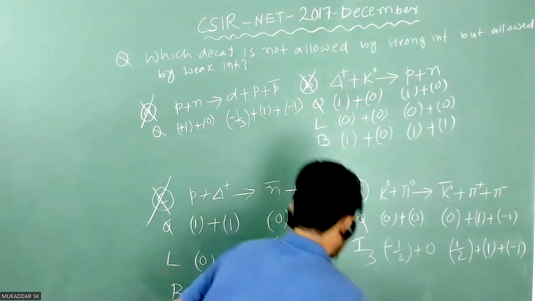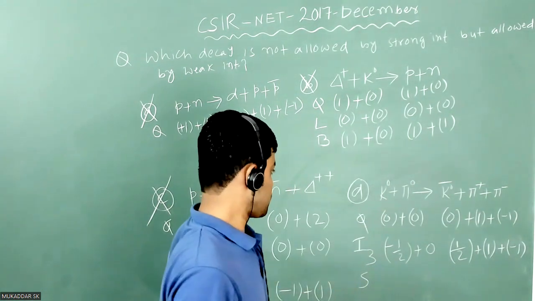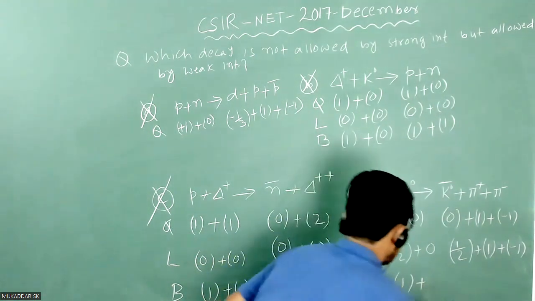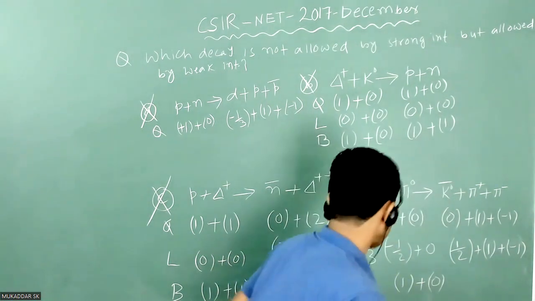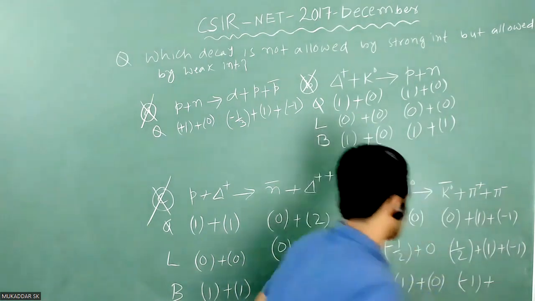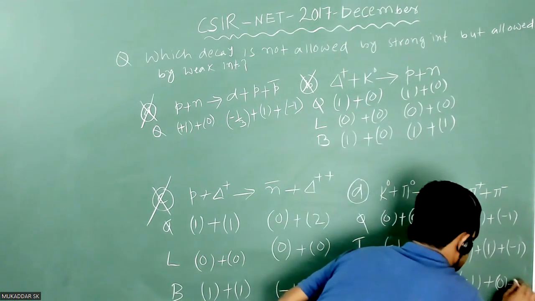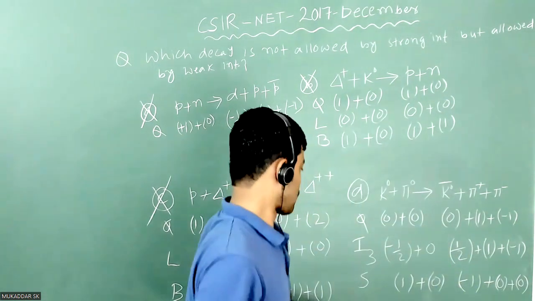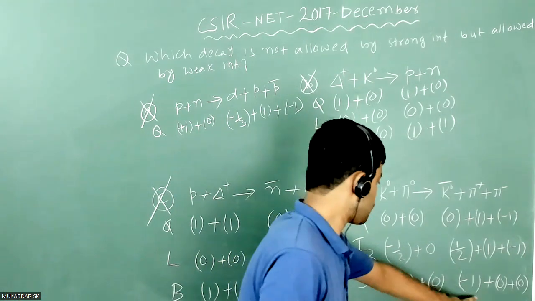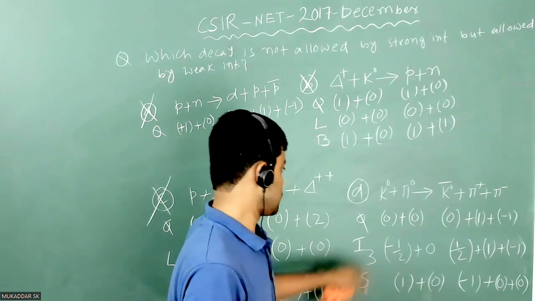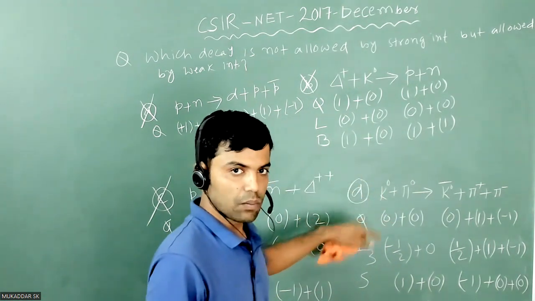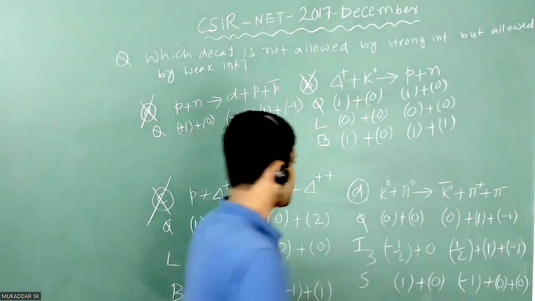Now we'll check strangeness S. So K0 is a strange particle, so obviously this number is plus 1. For pi 0, this is 0. For K0 bar, S is minus 1. And for pi plus and pi minus, this number is 0. So on the left hand side, S is plus 1, but on the right hand side, S is minus 1. It means S is also not conserved. So this decay is allowed with weak interaction, but not allowed with strong interaction. So the correct option is D.